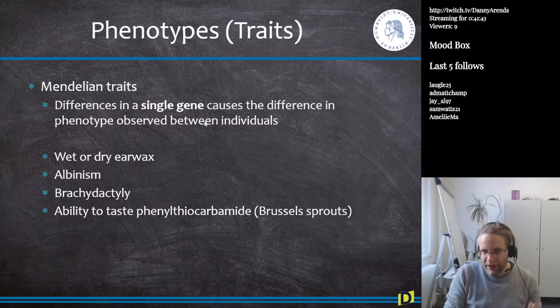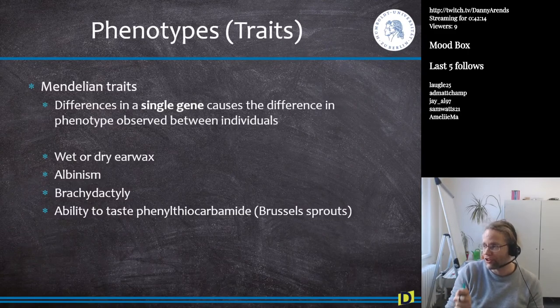So, of course, Mendelian traits come from Gregor Mendel, and a difference in a single gene causes the difference in the observed phenotypes between different individuals. Some examples of Mendelian traits are wet or dry earwax. If you put your finger in your ear, and then look at it, what you pull out is either wet or dry. And depending on that, you actually know the state of a single position in your genome.